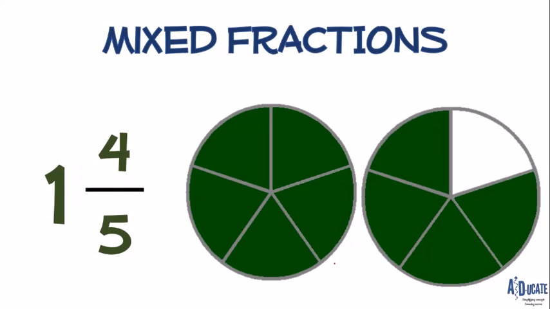So a mixed fraction has 2 parts, this part being the whole number and this part being the proper fraction. So it's 1, and we're still saying our cake is sliced into 5 equal slices each, but we have a whole cake, and then on the other cake, we have 4 slices shaded out of the 5. And so that's a mixed fraction.